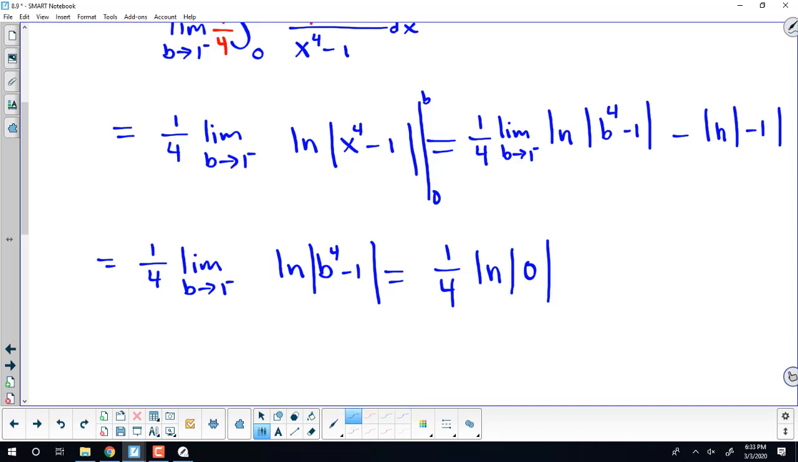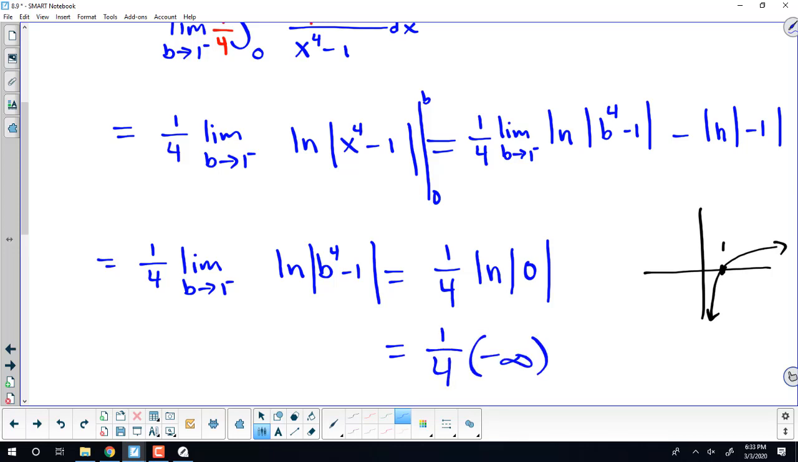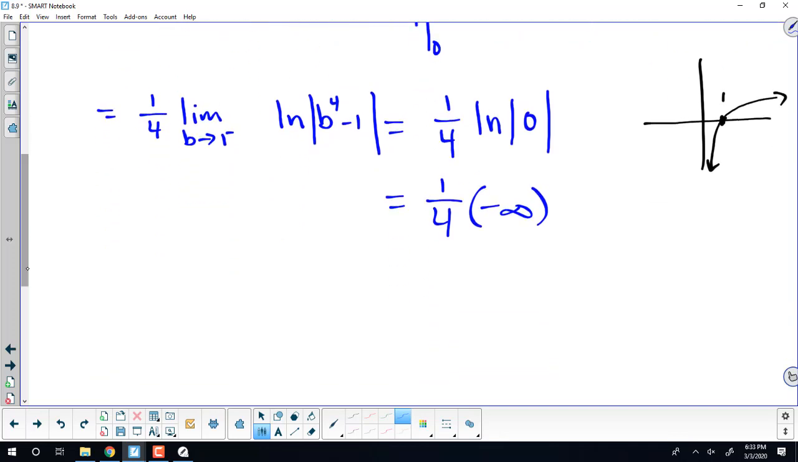So I think that notation is a little bit misleading. But as we approach 0 on the natural log function, or the natural log looks like that, there's 1, 0. Natural log approaches negative infinity as we approach 0. So in the sense of a limit, that's 1/4 times a negative infinity, which is negative infinity. Diverges.